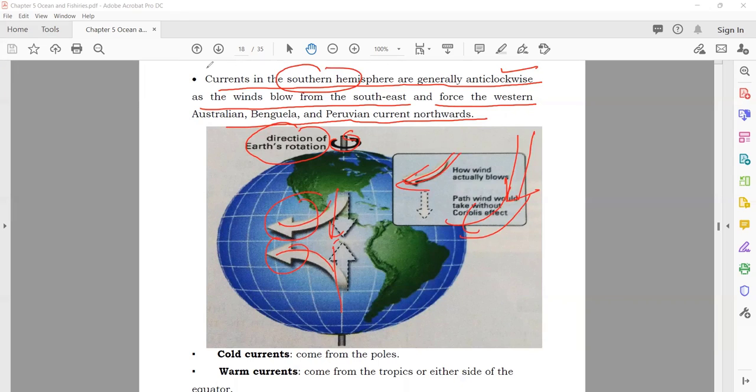If you can remember only this part, that is fine. No need for these examples, they are not required. But this one you should remember: the currents in the southern hemisphere are generally anti-clockwise.